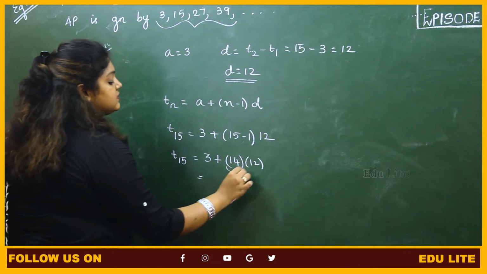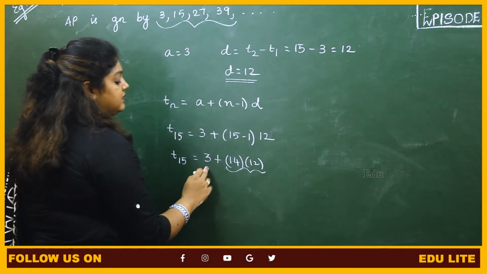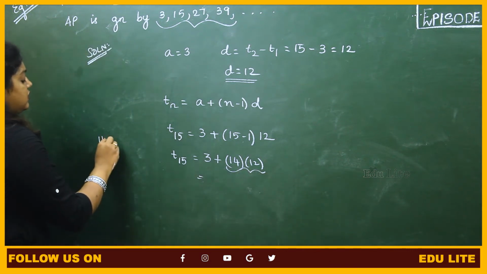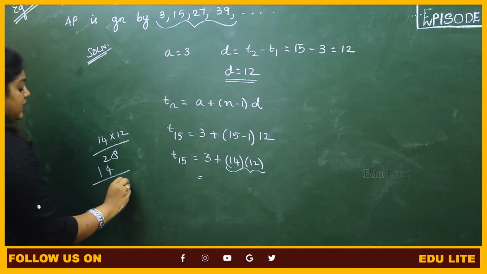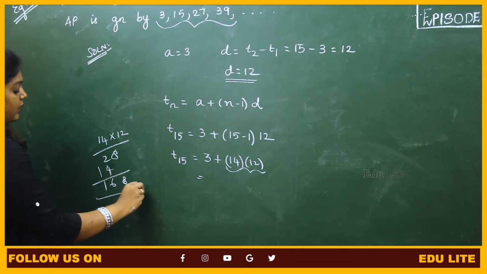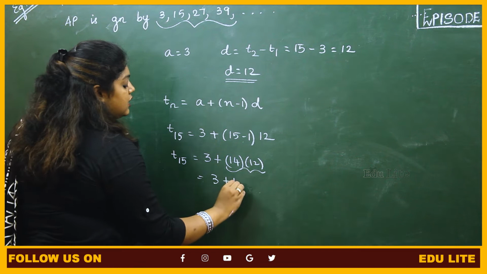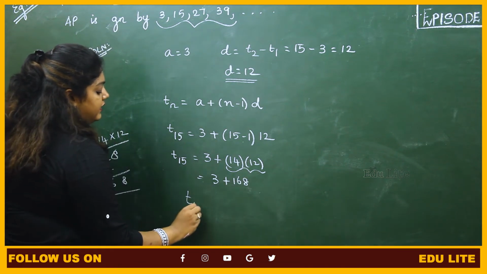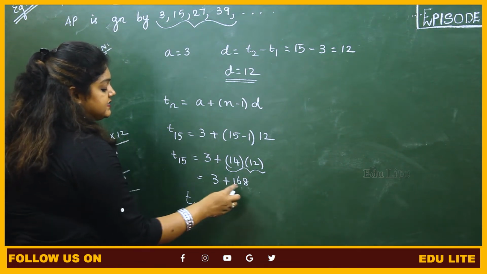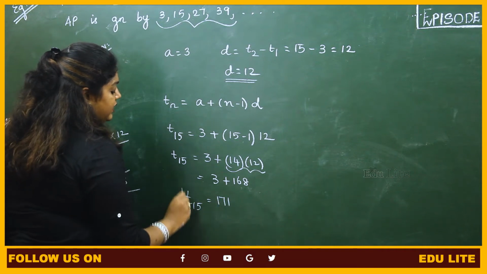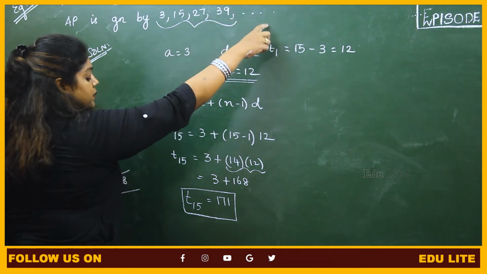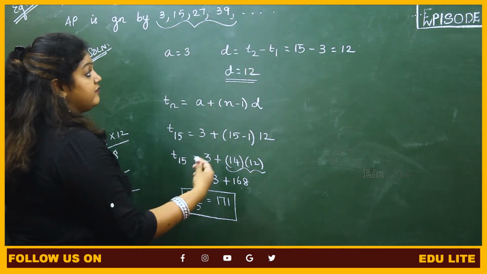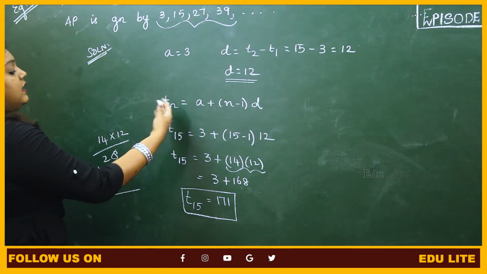Only after simplifying this can we add it to the number 3. To simplify, 14 into 12: 2 4s are 8, 2 1s are 2, 1 4s are 4, 1 1s are 1, so 168. So, 3 plus 168, therefore T15 is equals to 168 plus 3, it is 171. Thus, we have found the 15th term. The 15th term of this sequence will be 171, which we directly found using the formula.